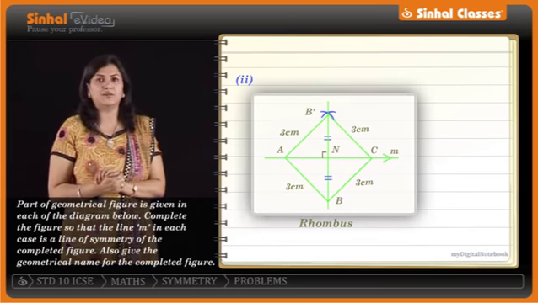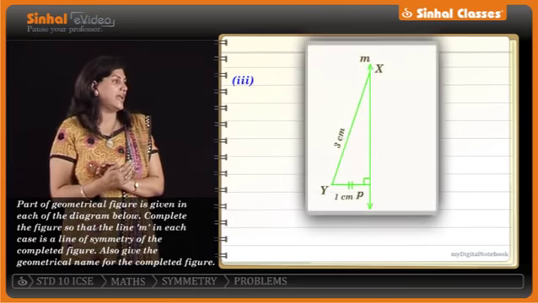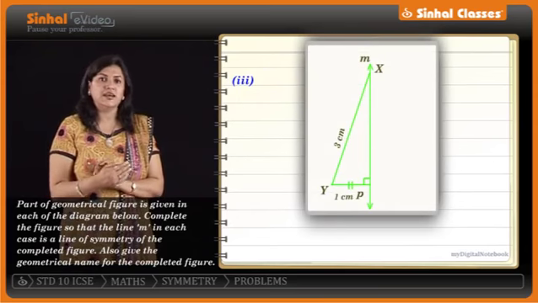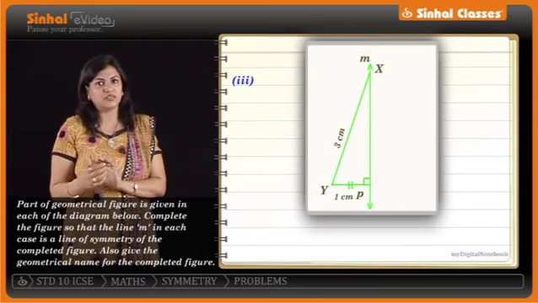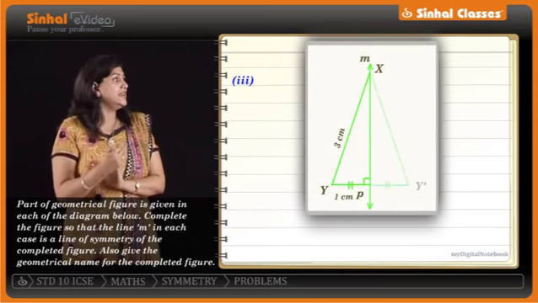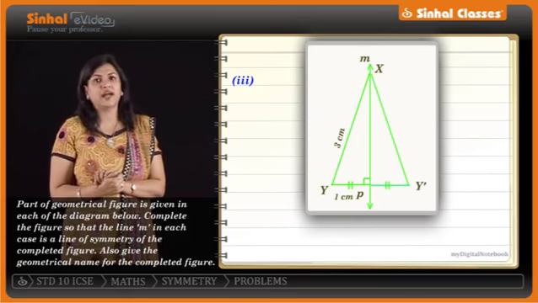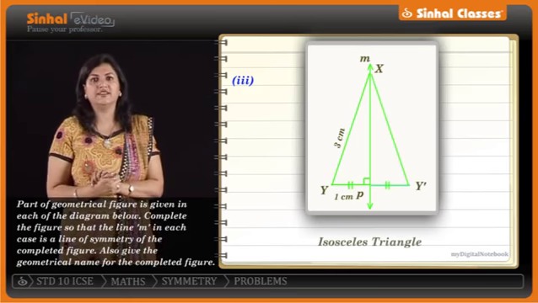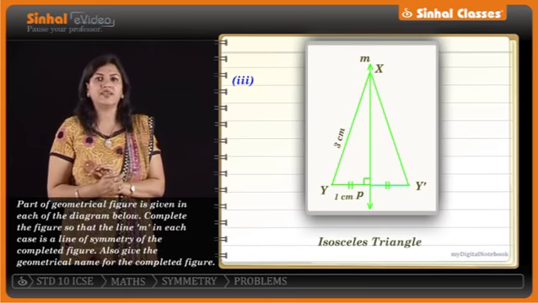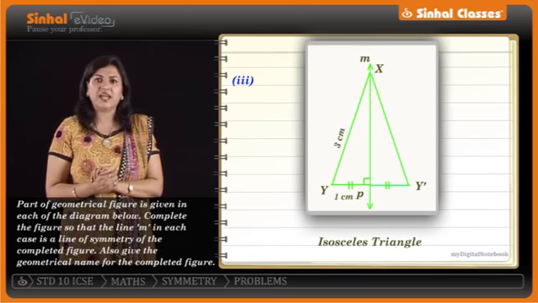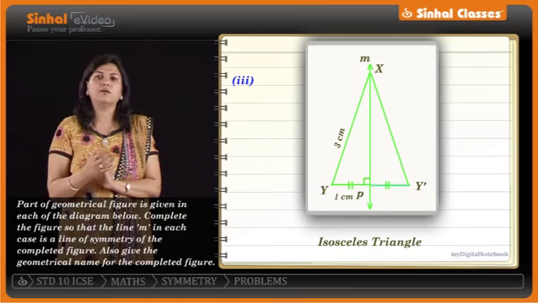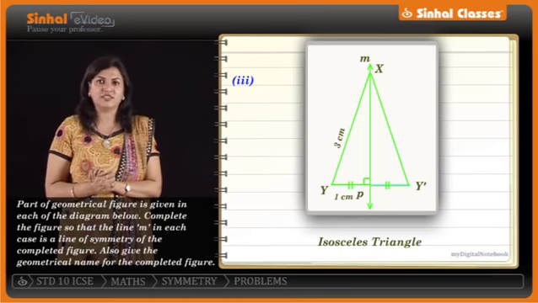Now let's take the third one. We have a triangle XYP. Now we complete this figure. Draw the same thing on the other side. Now this figure will be an isosceles triangle with line of symmetry as line M, which is the angular bisector or the perpendicular bisector of the side.